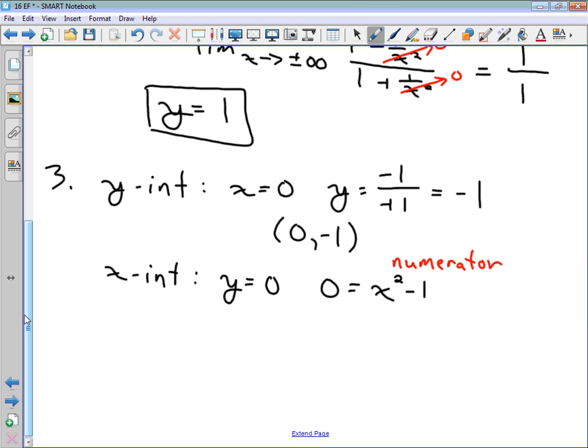Okay. Can we solve 0 equals x squared minus 1? What do you think, Omar? Yeah, I think so. How should we solve it? 0 equals (x minus 1)(x plus 1). Exactly. He is factoring this thing, and then he's going to see that his solutions here are positive and negative 1. Okay. So we've got 2 x-intercepts, and we have 1 y-intercept.